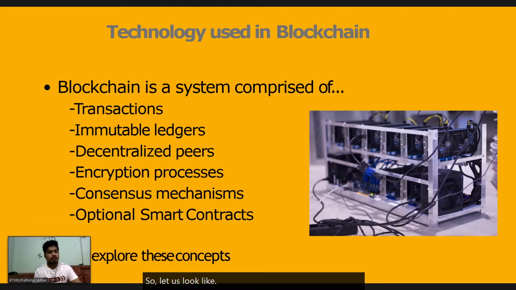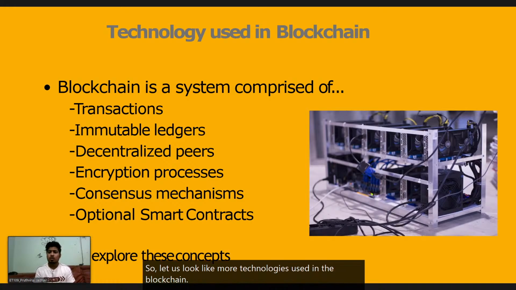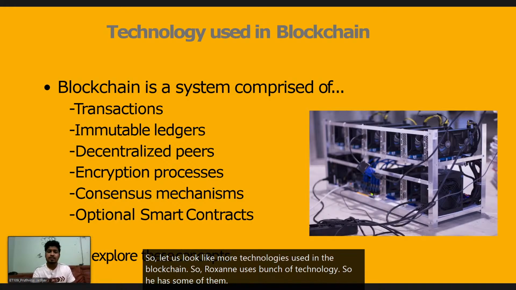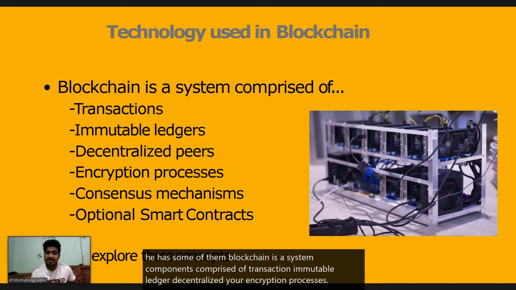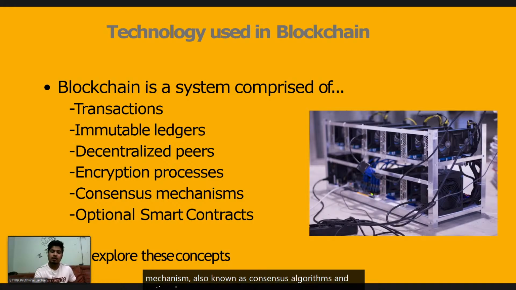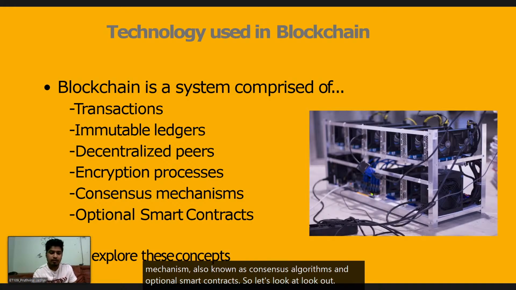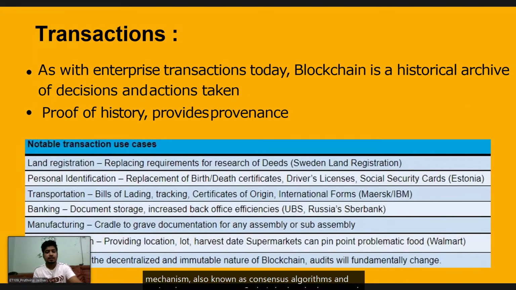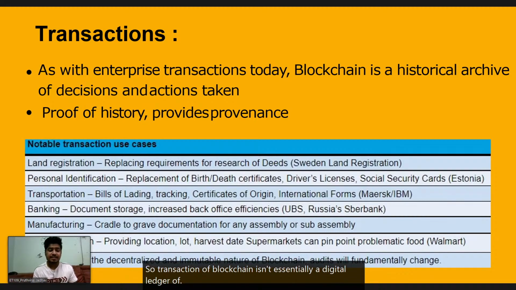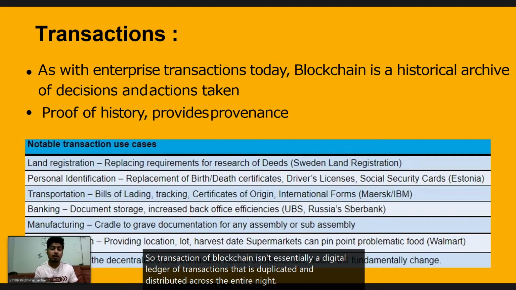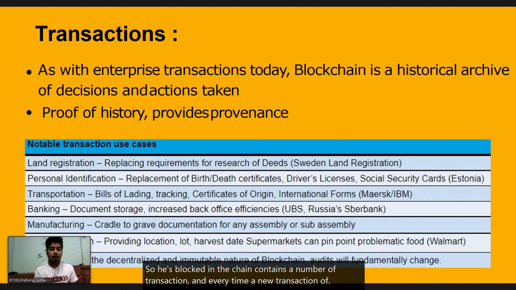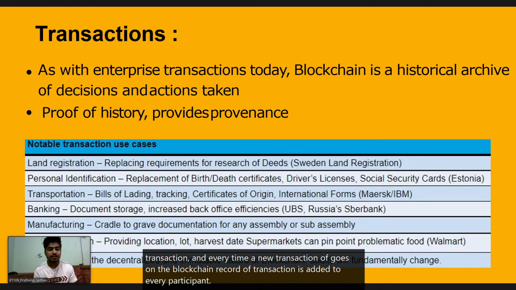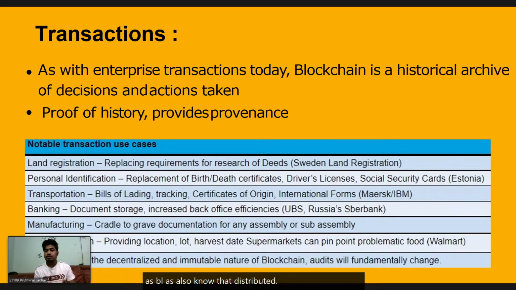So let us look at more technologies used in the blockchain. Blockchain uses a bunch of technologies. Here are some of them. Blockchain is a system comprised of transactions, an immutable ledger, decentralized peers, encryption processes, consensus mechanisms, also known as consensus algorithms, and optional smart contracts. So let's explore these concepts one by one. Transaction. A blockchain is essentially a digital ledger of transactions that is duplicated and distributed across the entire network of computer systems on the blockchain. Each block in the chain contains a number of transactions, and every time a new transaction occurs on the blockchain, a record of the transaction is added to every participant's ledger. The decentralized database managed by multiple participants is known as DLT, also known as distributed ledger technology.